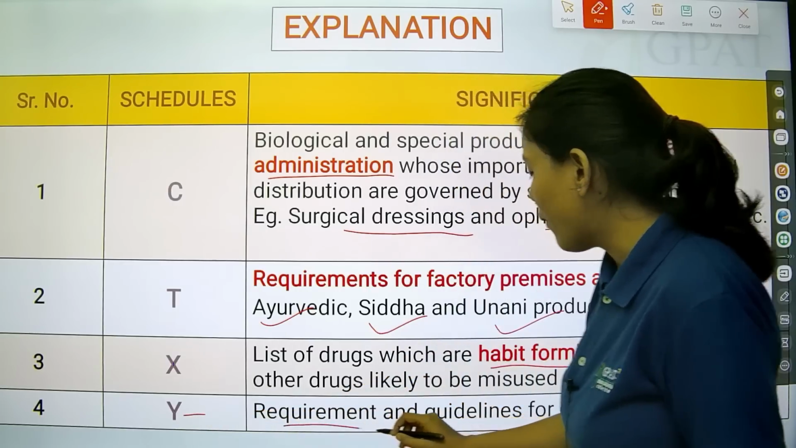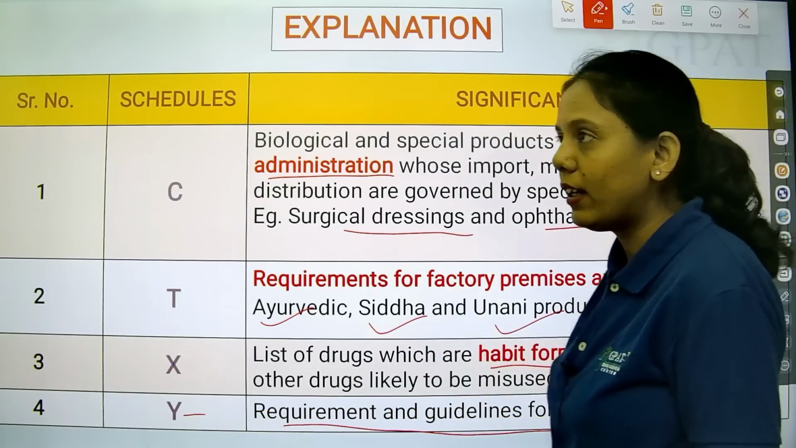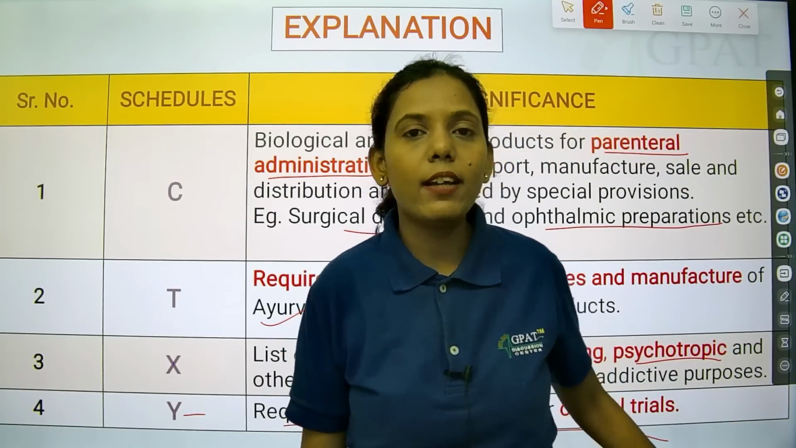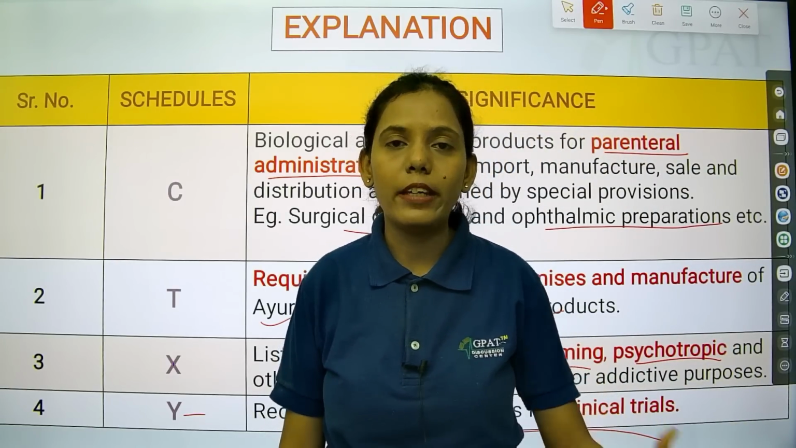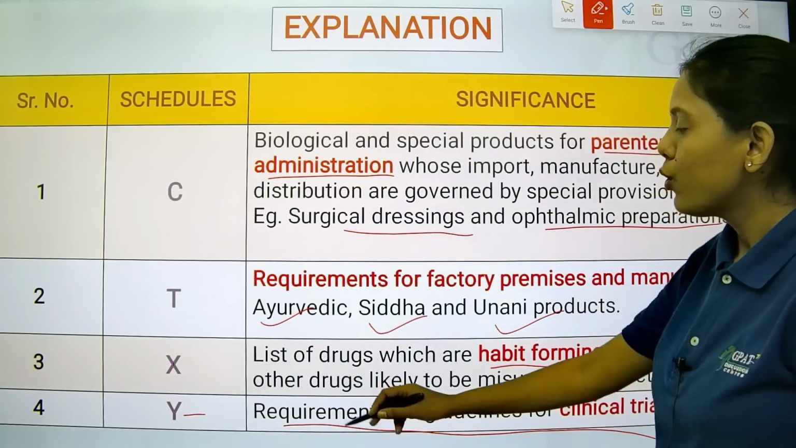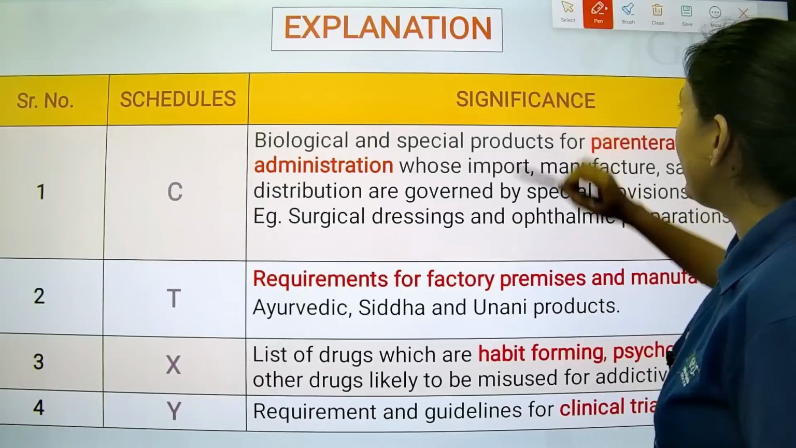Schedule Y is for the requirement and guidelines for the clinical trials. Any company moving from preclinical to clinical. Clinical is nothing but the study which is done in humans. So we have certain phases, phase 1, 2, 3, 4. So Schedule Y is for the clinical trials.